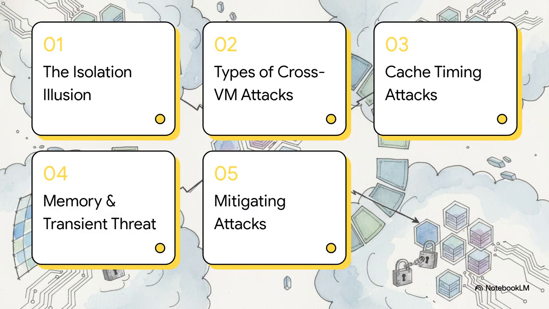So, here is our roadmap for today's explainer. First, we'll look at the cloud isolation illusion. Second, we'll break down the types of cross-VM attacks. Third, we'll go inside cache timing attacks. Fourth, we'll cover memory and transient threats. And finally, we'll wrap up with mitigating cross-VM vulnerabilities.